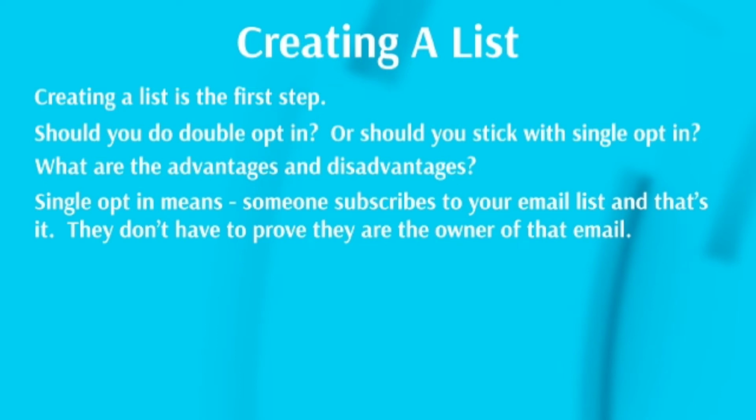So, single opt-in means if somebody subscribes to your email list, they go to your landing page, they fill in their name and their email address, and that's it. When they click submit, they get automatically added to your list. Now, here is the problem with that. If they do that, there's no way to prevent them from entering a fake email address.